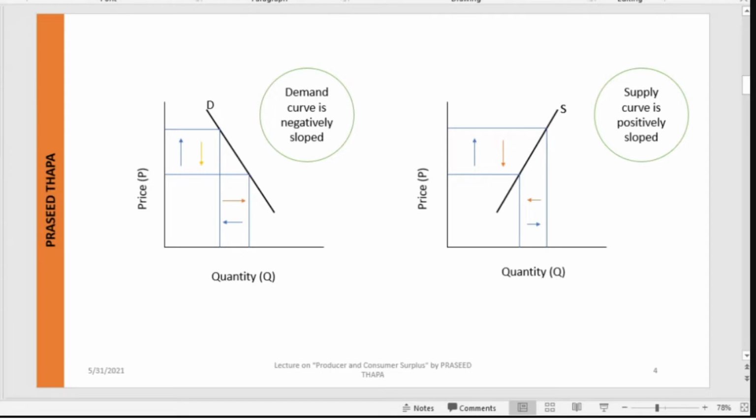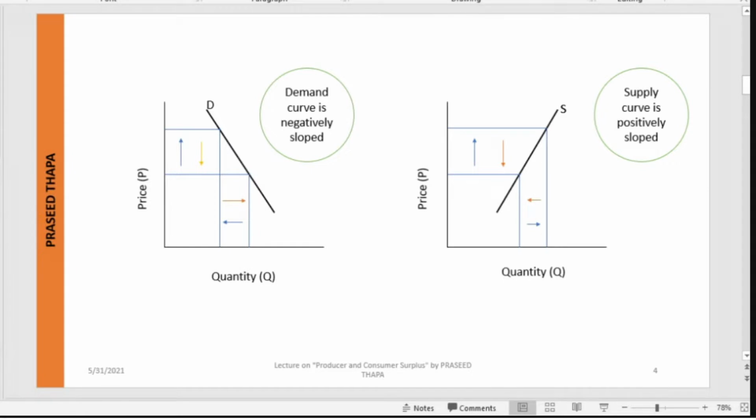So the first graph that you are able to see on your left hand side is the graph of your demand curve, that is denoted by D. Okay? It means that when price is increased, quantity is decreased, and vice versa. This is what we already studied in our law of demand topic.